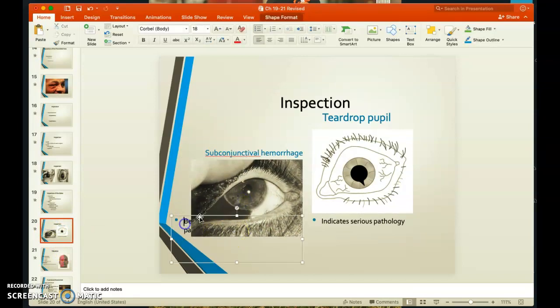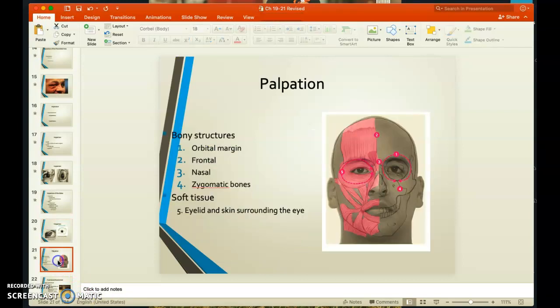So this would be a subconjunctival hematoma. Sorry, I'll move those around. So again, just bleeding on the eye. And then a teardrop pupil, this is a major medical emergency. So when we see that teardrop pupil, that indicates serious damage to the eye. Great slide to review palpation.